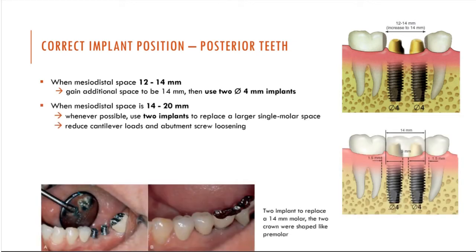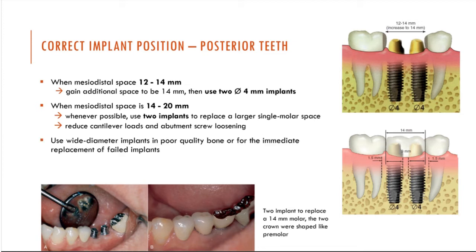When the mesiodistal is 14 to 20 mm, whenever possible, we should use 2 implants to replace the largest single molar space to reduce the cantilever loads and also reduce the abutment screw loosening. We should use a wide diameter implant in poor quality bone or for immediate replacement of a failed implant.